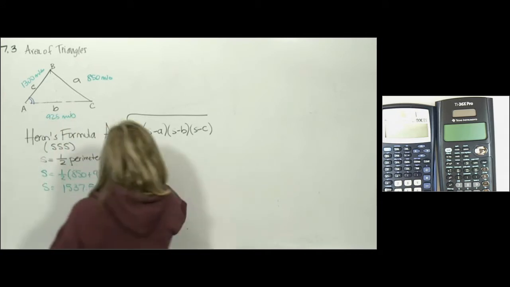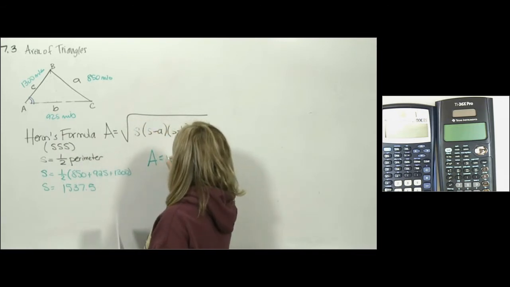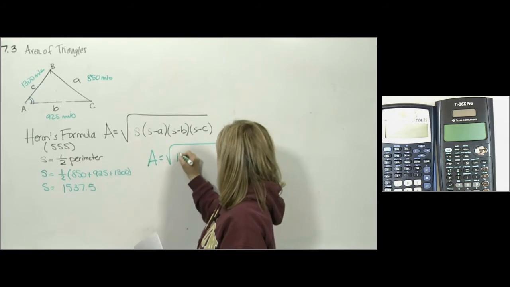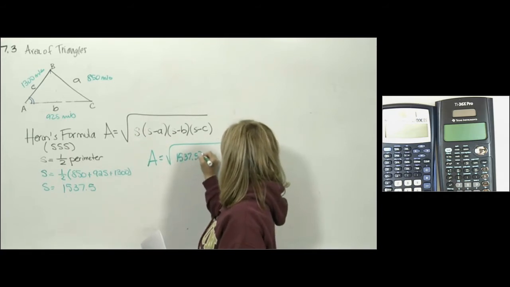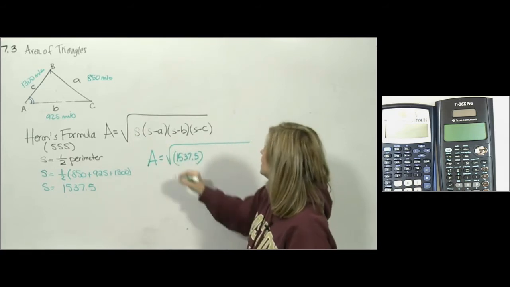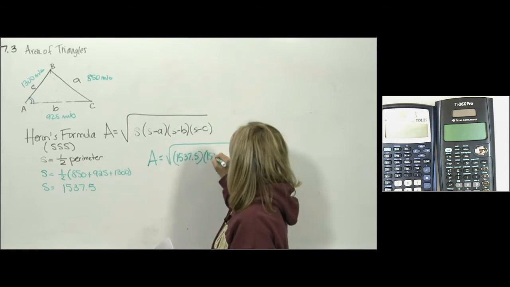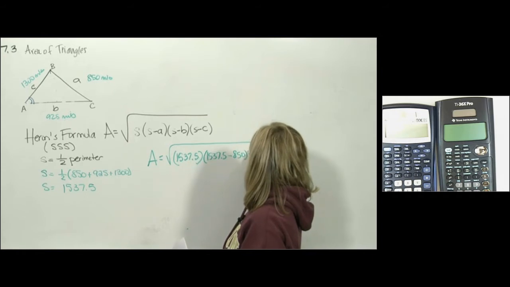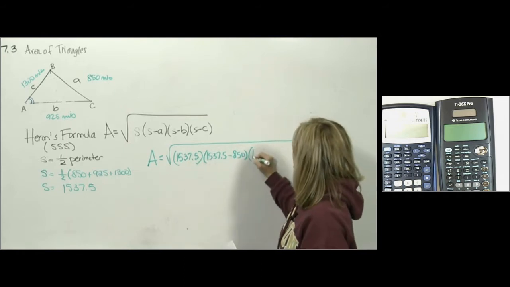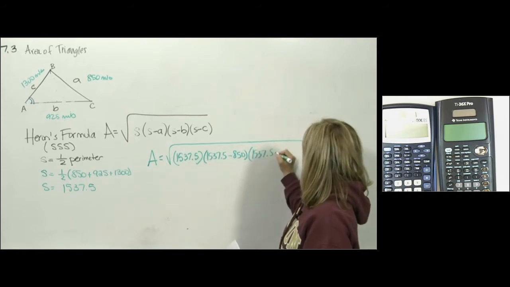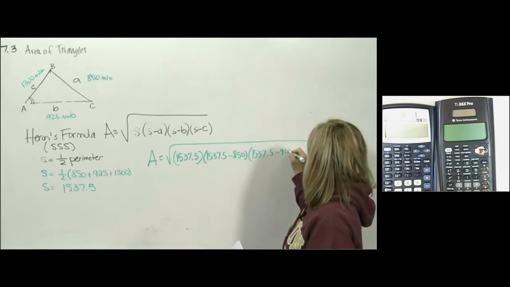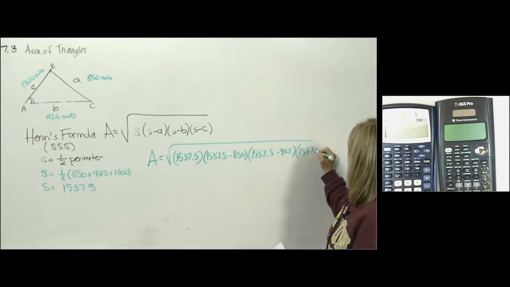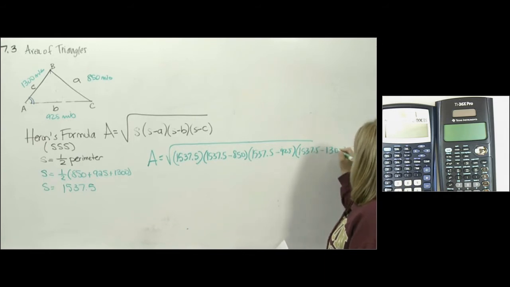So now we're going to do our substitution. A equals square root. First thing is half the perimeter. If you want, you can put that in parentheses. Then we're going to do S, half the perimeter, minus side A. Keep going. S minus side B. Parentheses, S minus side C.